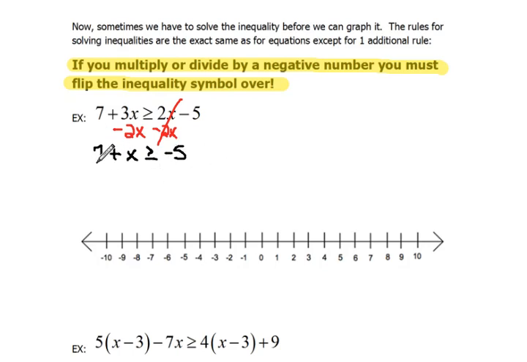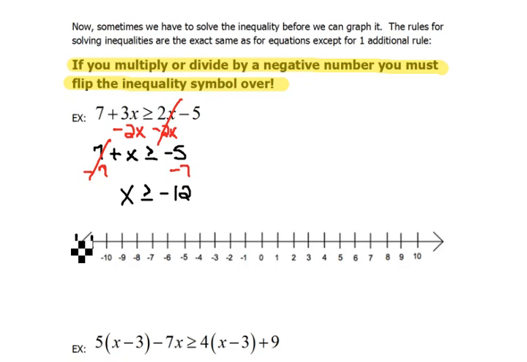Now we want to get 7 away from the x, so we're going to do the opposite, which would be to subtract 7. Well, that will cancel that out. So now here we have x is greater than or equal to negative 5 minus 7. Whenever we combine those, that would be a negative 12. So we're looking at all of the x's that are greater than or equal to negative 12.